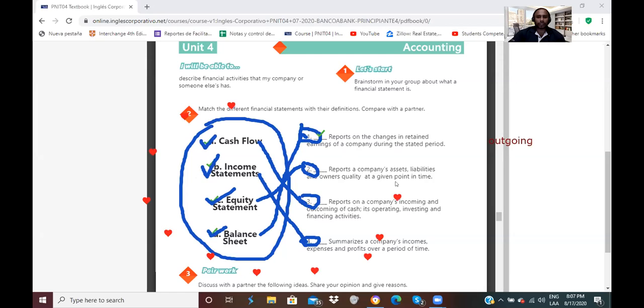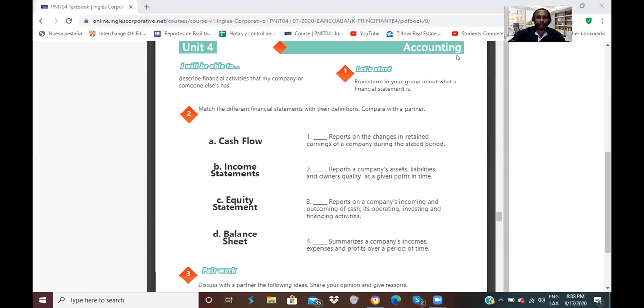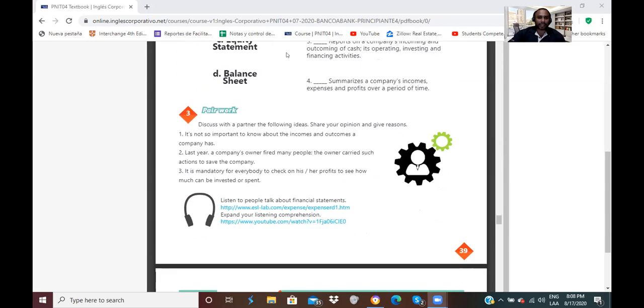At this moment, do you have any questions referring to this section? No questions. All right. Now we're going to move forward to pair work. Discuss with a partner the following ideas. Share your opinion and give reasons. Number one: it's not so important to know about the incomes and outcomes a company has.